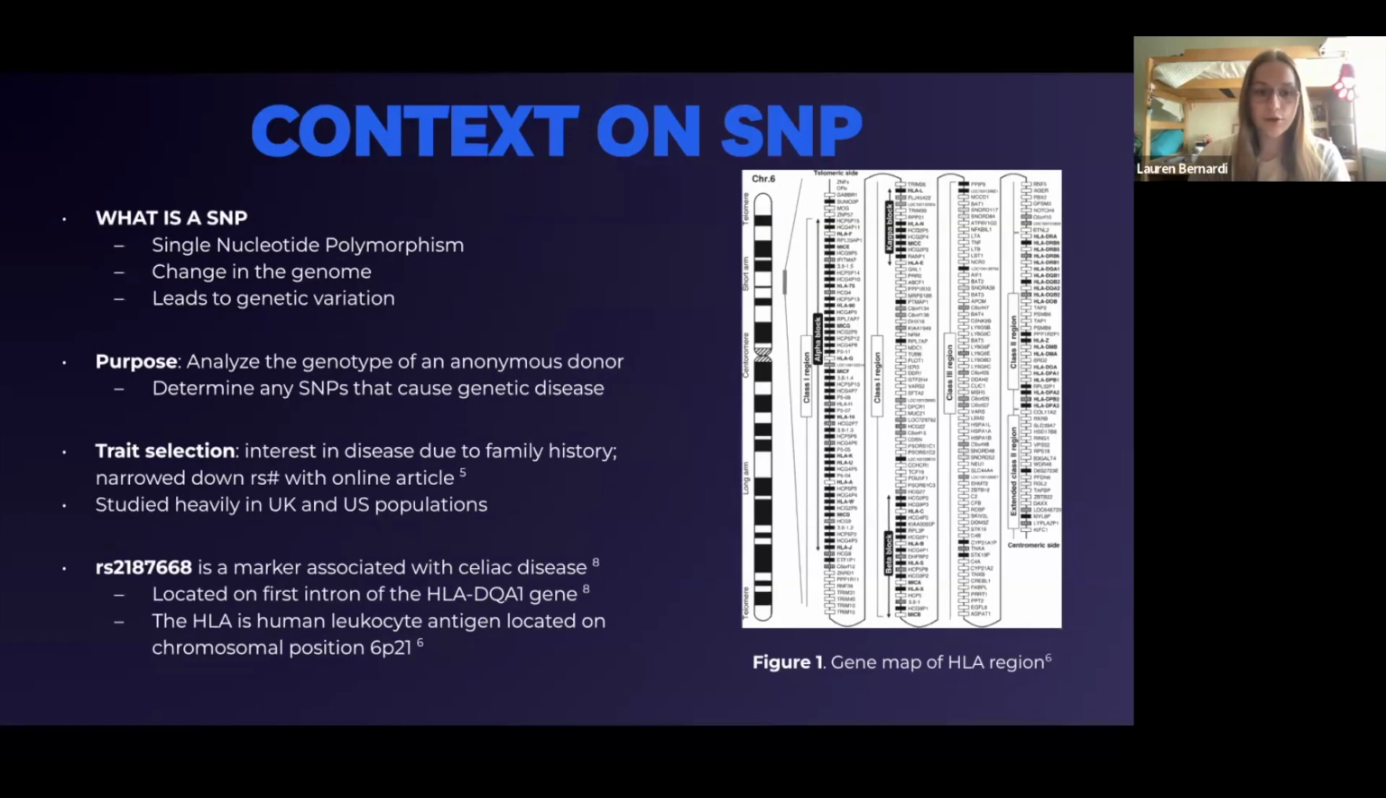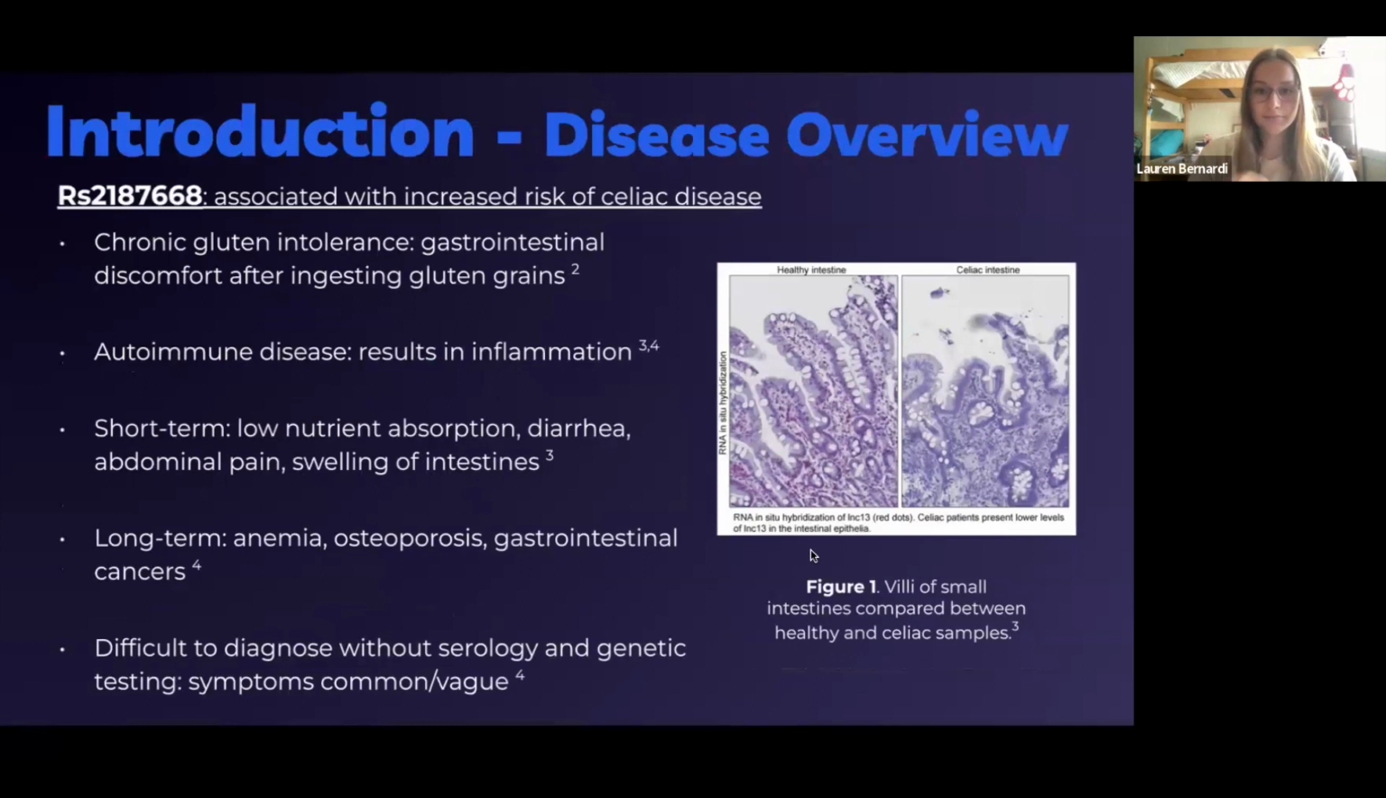The way that we chose our trait was just a personal interest and an interest due to family history. And we narrowed down the RS number with an online article. This has been heavily studied in UK and US populations. Our RS number here is the marker associated with celiac disease, and it is located on the first intron of the HLA-DQA1 gene. The HLA is the human leukocyte antigen that is located on the chromosomal position 6p21. And this is just a gene map of the HLA region.